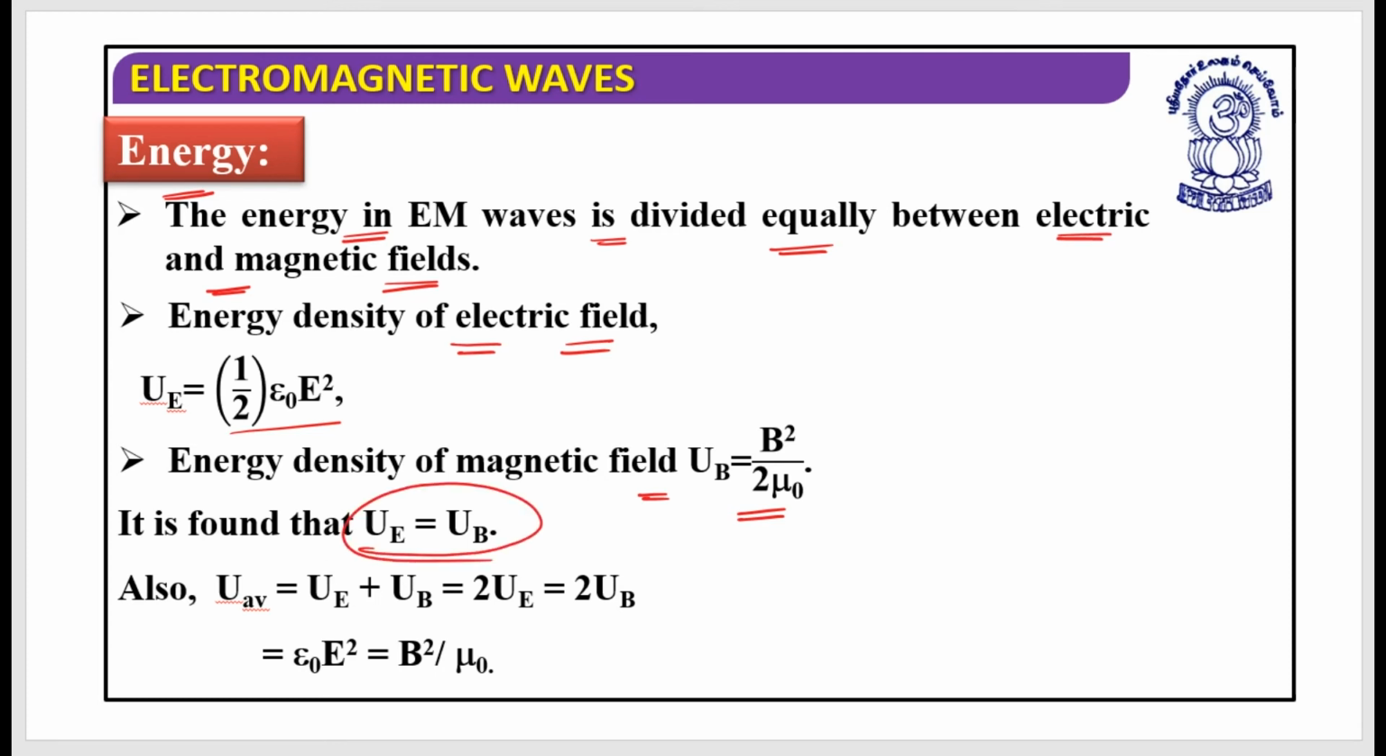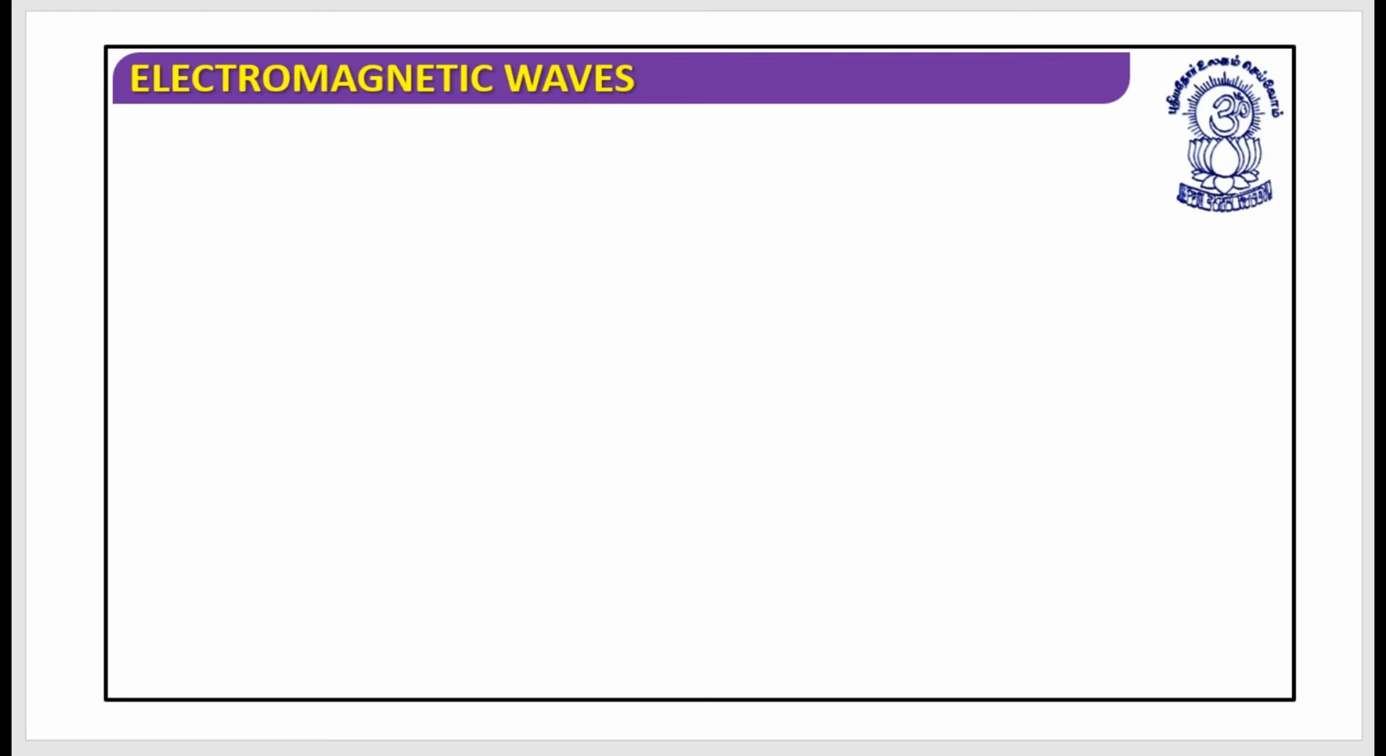And experimentally we have found that the energy density of the magnetic field and the energy density of the electric field are the same. So if I take U average, which is equal to U_E plus U_B, that is equal to 2 U_E or 2 U_B, so that could be written as epsilon naught into E square, or equal to B square by mu naught. I hope this is clear. Yes, let's discuss this in a little more detail, and we will have some more clarity on the energy.